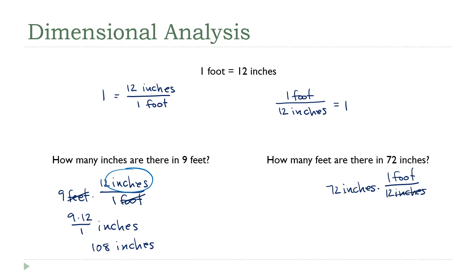Those inches are going to cancel. You notice again, all that's left is feet. If you look at the numbers, 72 times 1 divided by 12 feet. 72 times 1 is 72 divided by 12, that's 6. 72 inches is 6 feet.